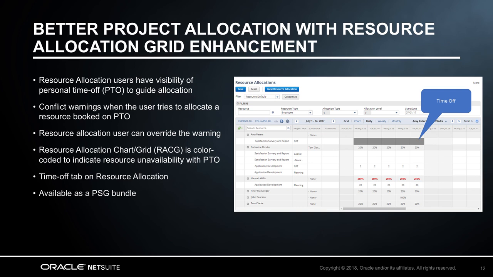If the user continues to allocate a resource for a date and time booked for time off, the system will warn the user but not prevent them from continuing to allocate, allowing user discretion where necessary to override the warning, for example, where off-system negotiations have taken place.